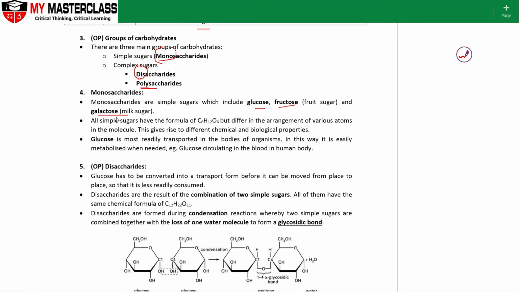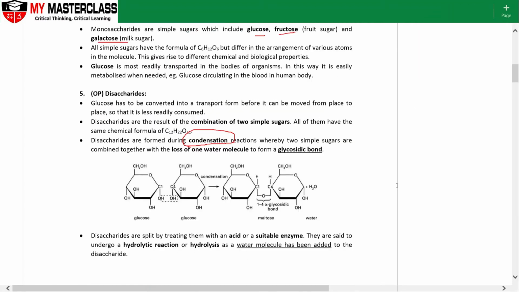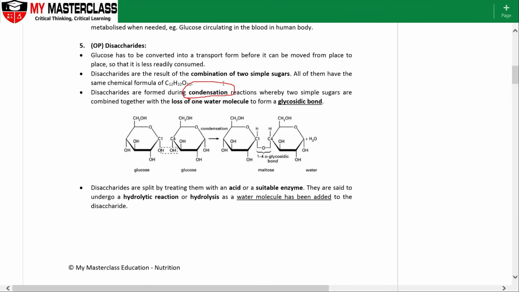Now any of these two can come together to form my disaccharide through a reaction called the condensation reaction. So when I've got two small monosaccharides coming together, it will undergo the loss of a water molecule, and this loss of the water molecule is known as the condensation reaction. Okay, so over here I have got two glucose coming together. In this bracketed form, the water is being lost, and now I have got a maltose, which is a disaccharide. So two monosaccharides coming together to give me a disaccharide, and is joined by what we call the glycosidic bond.